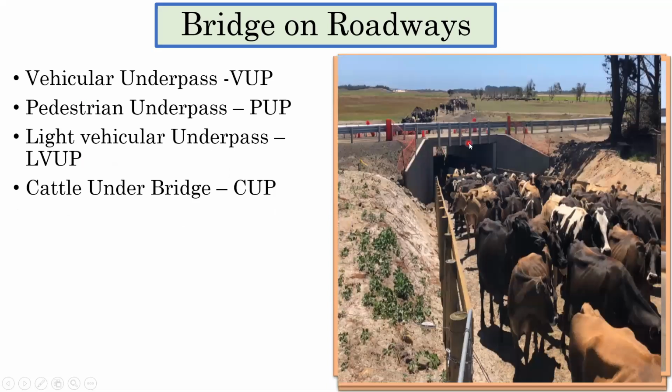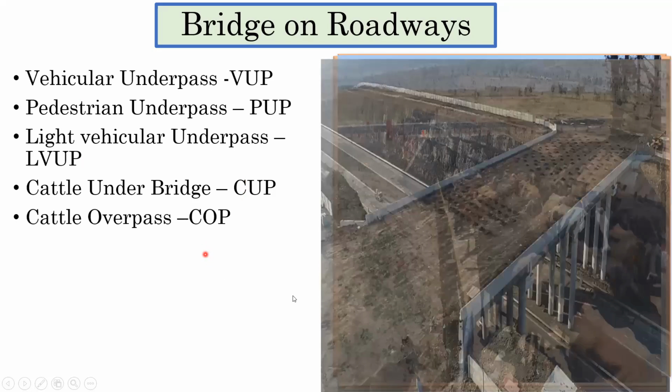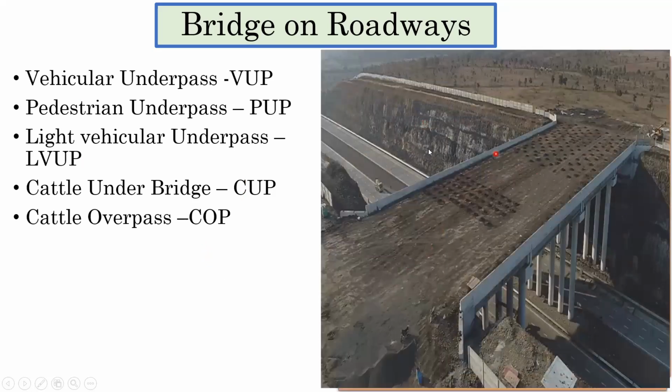So we have a bridge here, and your cattle is passing through that. We call this a cattle underpass bridge, which is called a CUP. Then we have the cattle overpass, which is called a COP, right? Whenever you are constructing a road in the forest area, and you want to give access to the animals also, if you don't give this cattle overpass bridge, then what will happen? You may encounter animals on the road, right?